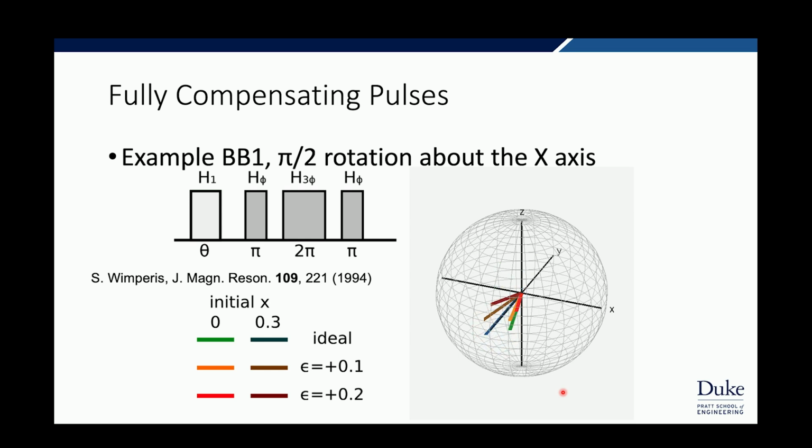Wimperis in '94 showed that you could make these sequences in a way where it doesn't matter where you start. The original NMR sequences always assumed you started in the 0 state. So they would work great at the beginning of a sequence, the end of the sequence less good. And Wimperis realized you can make these sequences that work everywhere.